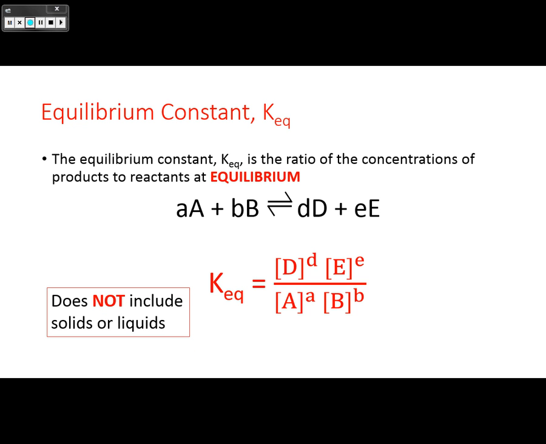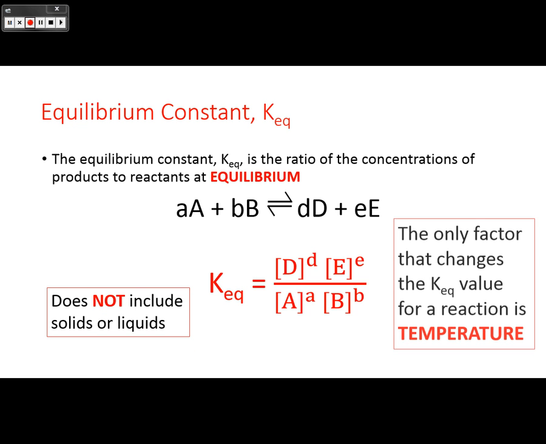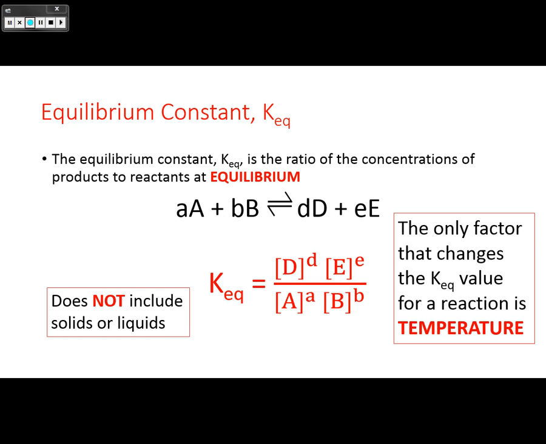And we said that it was cool because this does not include solids or liquids, and something that I haven't mentioned, but something that's important, is that the only factor that actually changes the KEQ value of a reaction is temperature. So I've mentioned before that the equilibrium constant for a reaction is for that reaction no matter what you've done to the reaction, whether you've increased reactants or increased products or anything like that. And so if you change the concentration of reactants and products, it's always going to shift to try and get that same concentration ratio, or the KEQ value. The only time that that KEQ value can actually change is if you affect temperature.